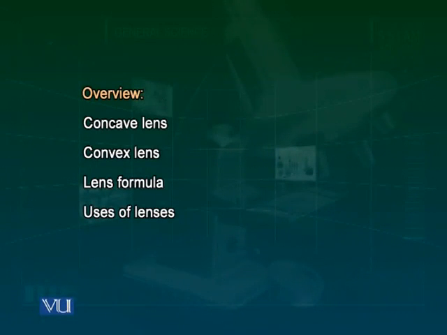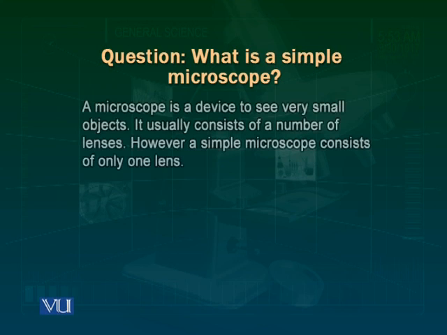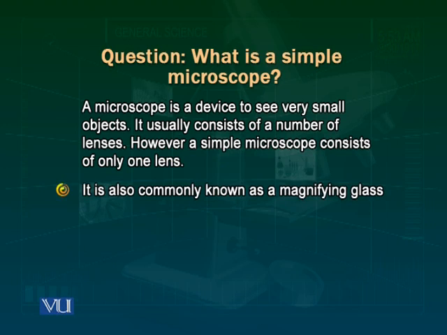Now, let us see if we can use the lens formula to solve a problem. Or perhaps we can look at the other aspects of lenses. For example, in order to see very small objects, we use an instrument which is known as a microscope. A microscope is an instrument which enlarges, or allows us to see, very small objects. A simple microscope contains only one lens, and normally we call it a magnifying glass.